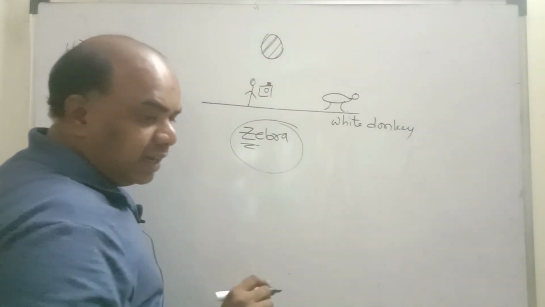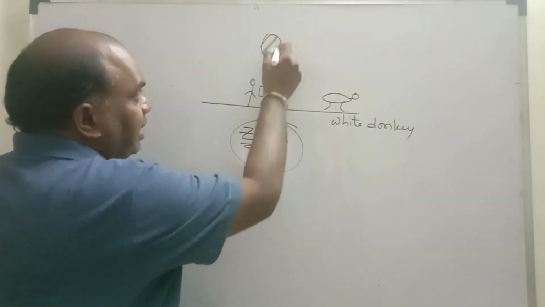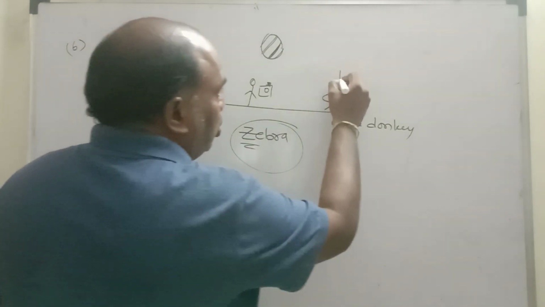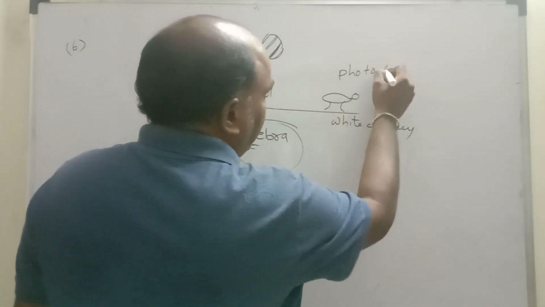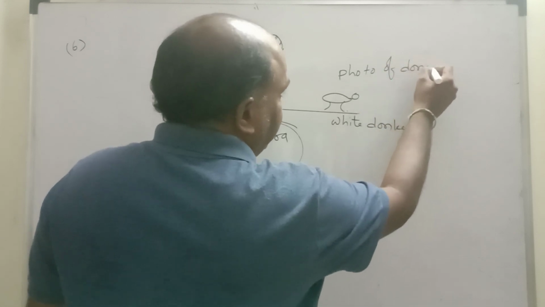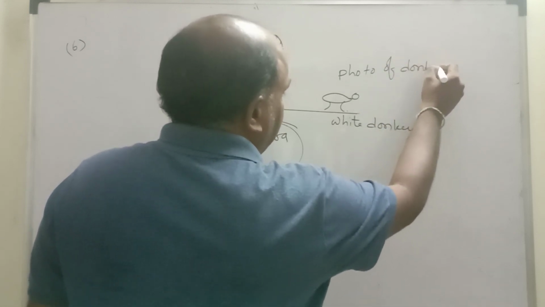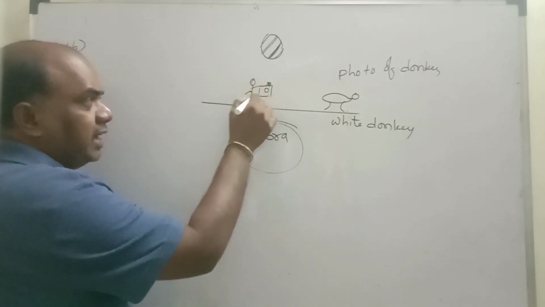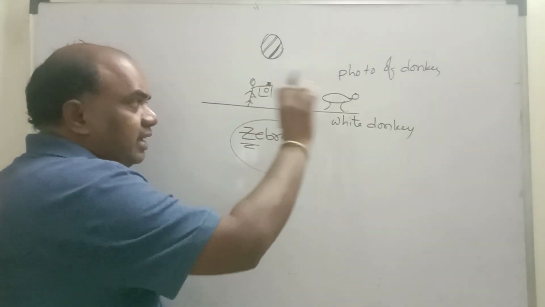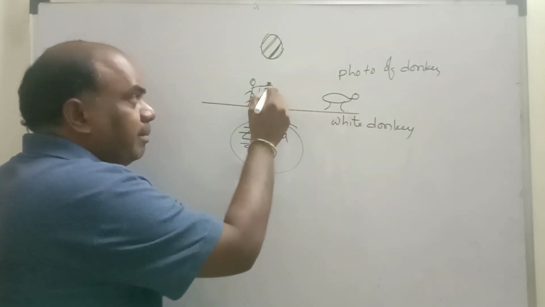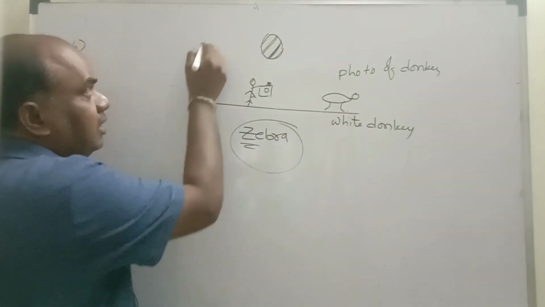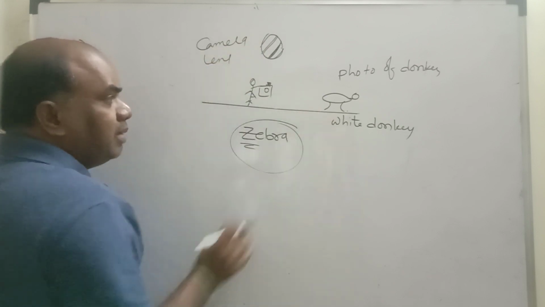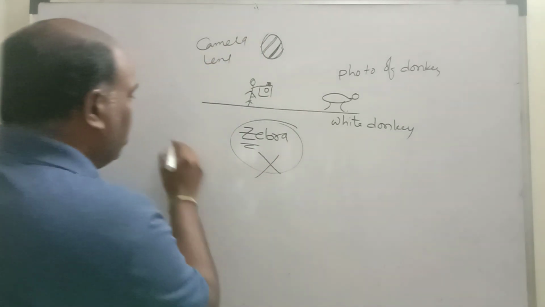He took one black color marker and made some stripes on the lens and he took a photo of the donkey. Will he get a zebra photo? Yes or no? He is taking a white donkey photo by making stripes on his camera lens. This is the camera lens. Will he get a zebra photo? No. Answer is no. Why?